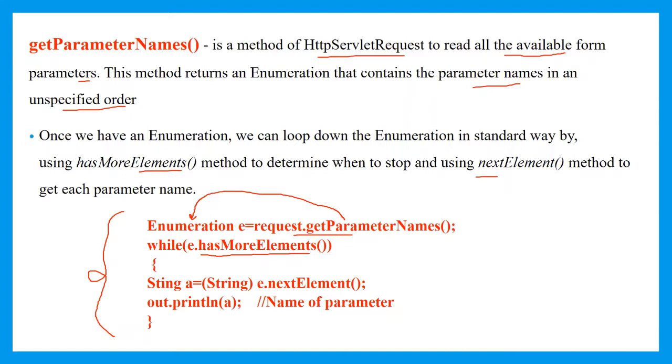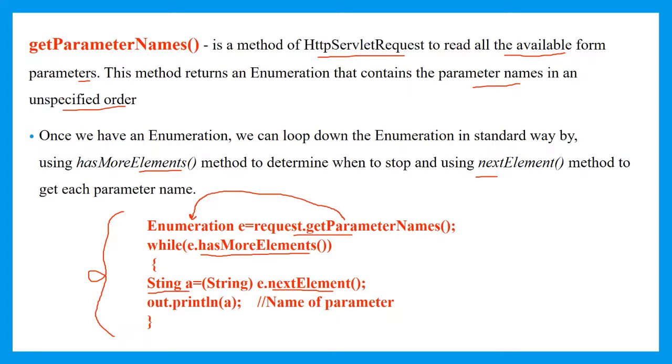Then nextElement is a method which is going to read the parameter name which has been passed by the client, and the return value of the nextElement method will be assigned to a variable of string type. This is a simple example for getParameterNames.